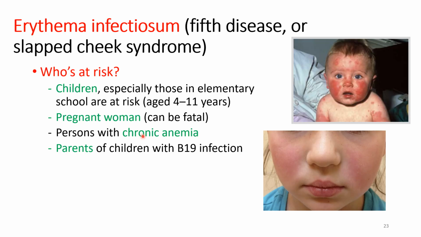So infection in these people can cause transient reduction of erythropoiesis in the bone marrow, and this results in very severe outcomes. This is due to the temporary cessation of red cell production. But because these people are already anemic, this could result in more severe outcomes. Now, the parents, of course, of children who have the B19 infection could be exposed to this virus and might have infection as well.